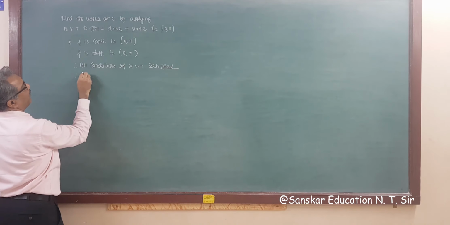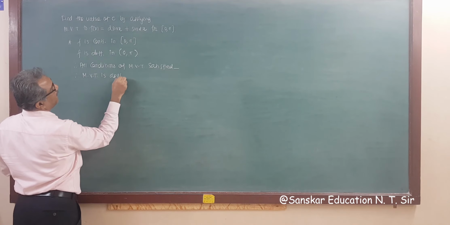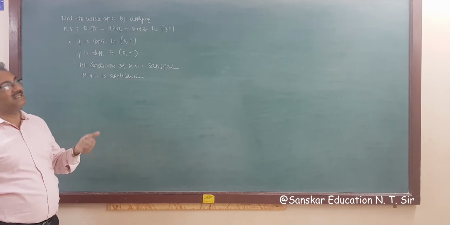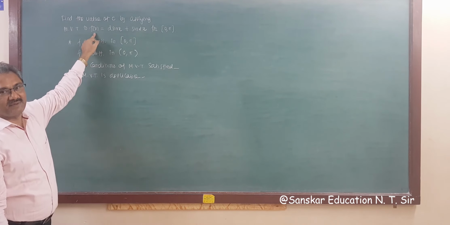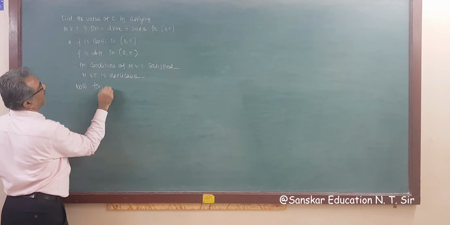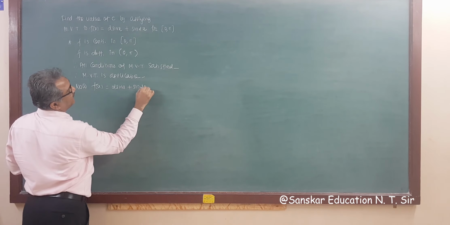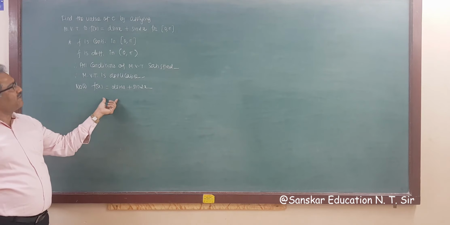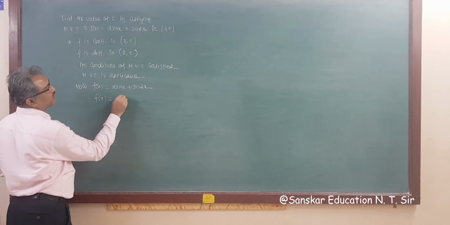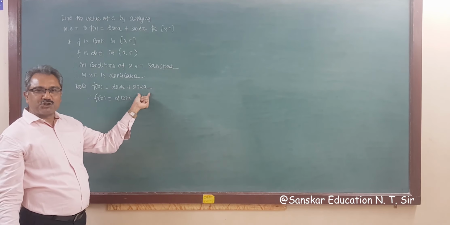Therefore, mean value theorem is applicable. And if mean value theorem is applicable, then you have to differentiate this function with respect to x. So now f(x) is equal to 2 sin x plus sin 2x. So differentiating this function with respect to x, that is f'(x) is equal to 2 cos x, and you know the differentiation of sin 2x is cos 2x into 2.